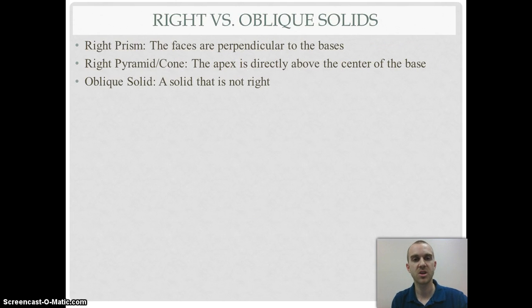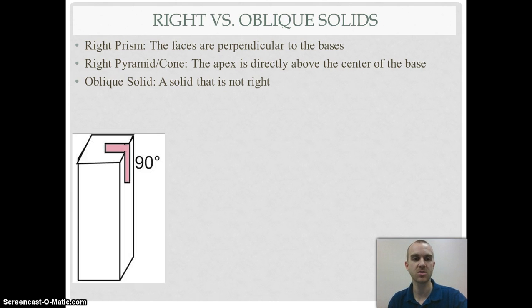Now, there's another term we talk about called right and oblique solids. If I am a right prism, that means that all the faces are perpendicular to the bases. If I'm a right cone or pyramid, that means the apex is directly at the center of the base. If not, the shape is considered oblique. And it does change some of the properties about how we can think about how to simplify surface area and volume when we have these features.